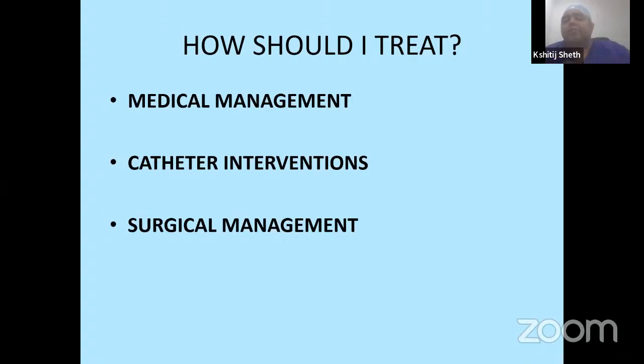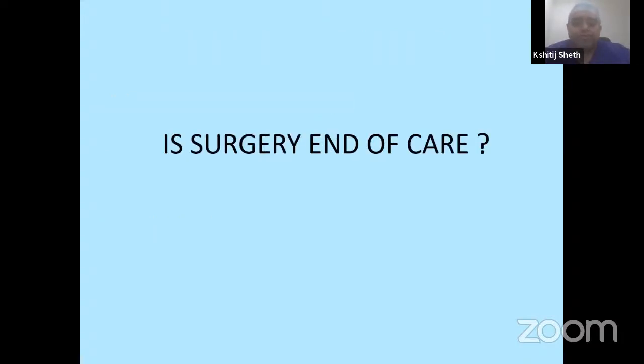Similarly, for VSD, for PDA, I think the pediatric cardiologist should be the person to be referred to for determining the plan, and it has to be a long-term association, and together as a team we have to work for the benefit of the patient and good patient outcome.